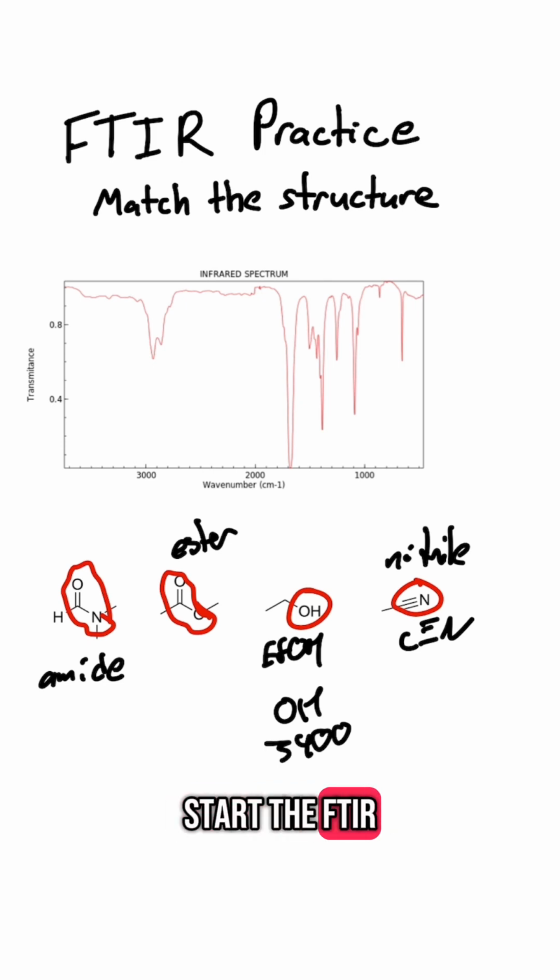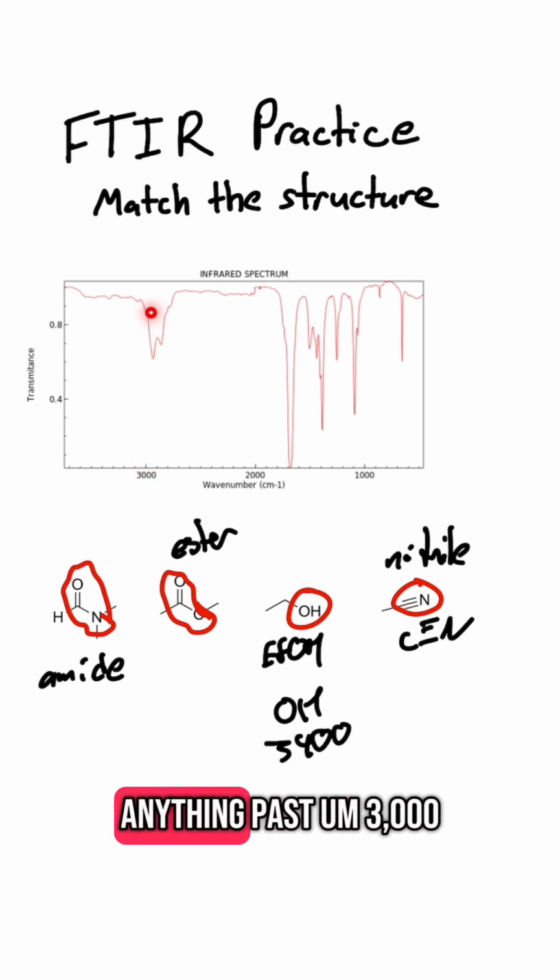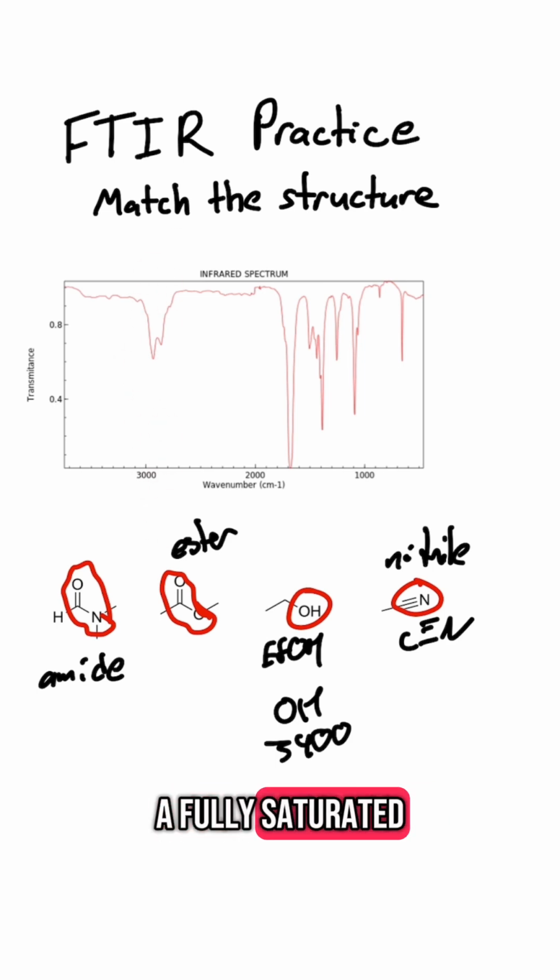And usually I start at the FTIR. The first thing we see, we look in the hydrogen bonding region. We don't see any big broad shifts here. So we can rule out an OH or an NH. So that immediately knocks out our alcohol. We're coming over, we don't really see anything past 3,000. So we have a fully saturated molecule other than maybe a carbonyl. So that knocks out our nitrile. And then what is super indicative here is this massive C double bond O carbonyl shift.